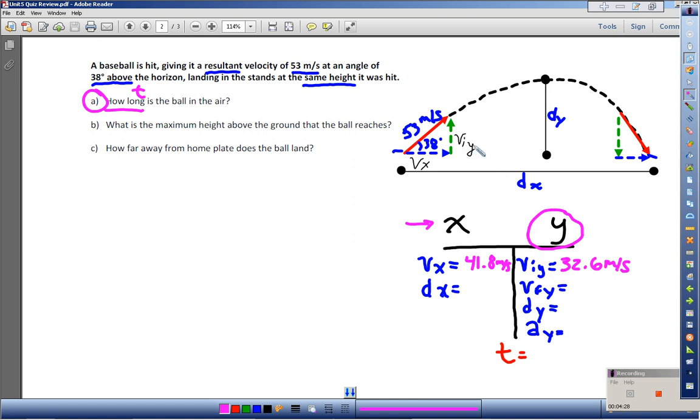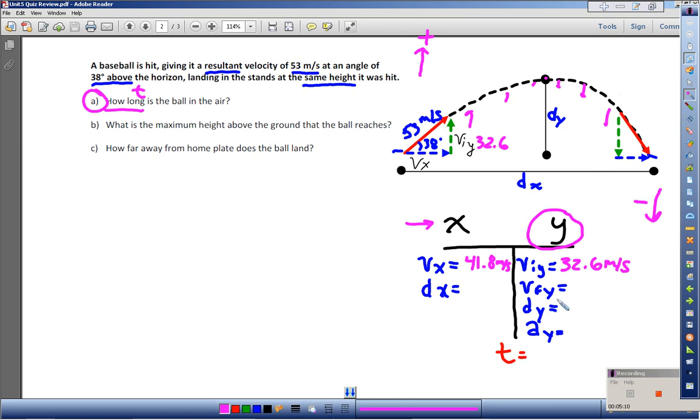Realize that this initial velocity, if it starts out at 32.6, will eventually get smaller and smaller and smaller until it's 0, and then it will get larger and larger until it's back to the same magnitude but just in the opposite direction. The fact that I'm moving vertically up and vertically down immediately tells me, alright, I've got to call some direction positive and I've got to call some direction negative. Meaning if anything is pointing down, I'm going to call it negative. If anything is pointing up, I'm going to have to call it positive.